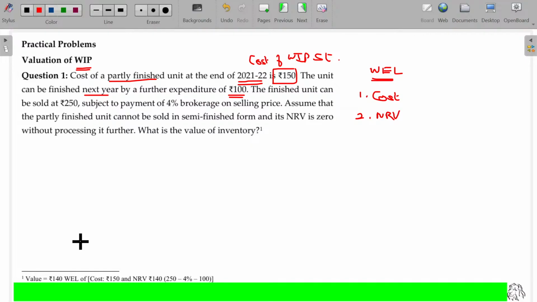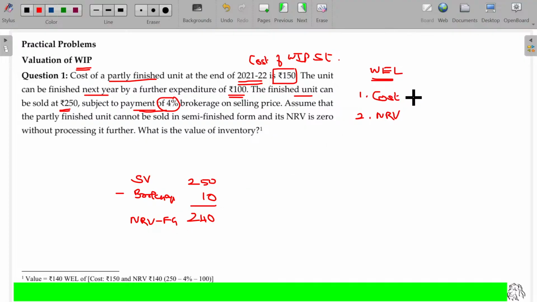So that is additional cost. Currently, it's a semi-processed form. As on today, I manufactured at a cost of rupees 150, but it cannot be saleable. It's a semi-processed form. I have to incur another 100 rupees to sell. The finished unit can be sold for 250, subject to a payment of 4% brokerage on the selling price. So you have to pay for brokerage. The brokerage being 4%, how much is that? 10 rupees. You'll get only 240 as net realizable value for the finished goods, the NRV of the finished goods.